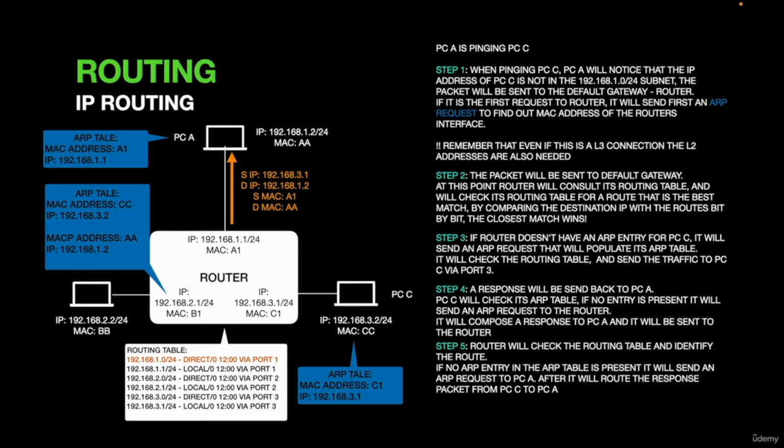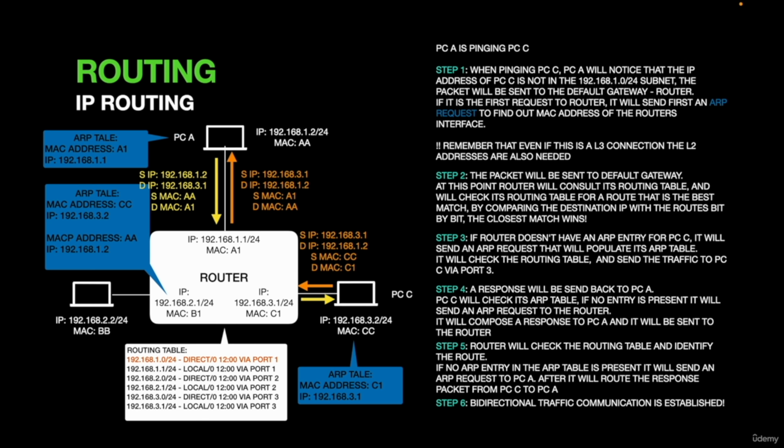This response will be sent to the router. And the router will check the routing table, and it will identify that in order to reach PCA, the traffic should exit via this interface. And also, if the router doesn't have an ARP entry, it will send an ARP request to PCA. And after that, it will route the response packet from PCC to PCA. So this is how routing works. The PCs will continue to exchange data until they finish exchanging data.